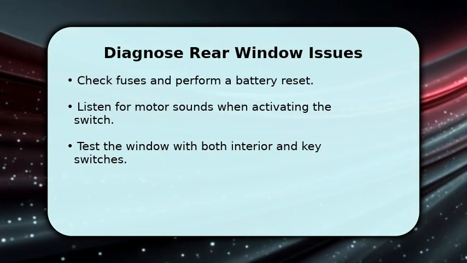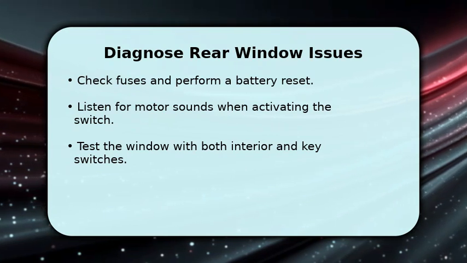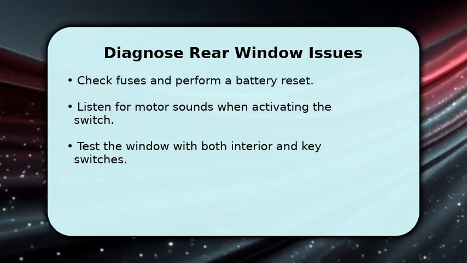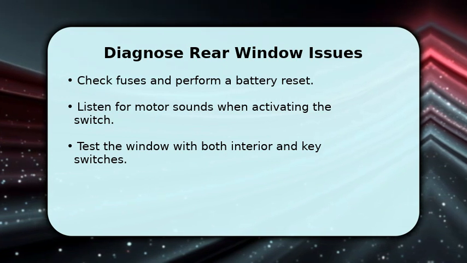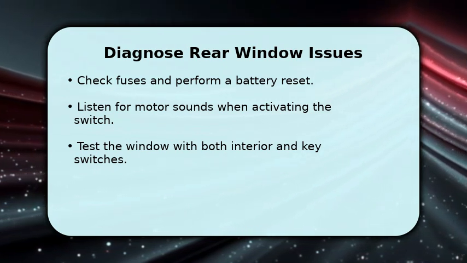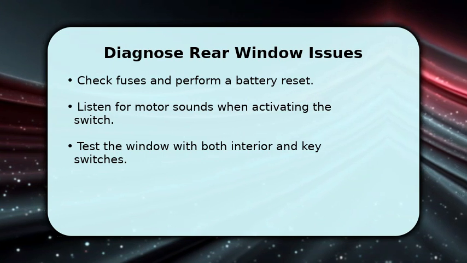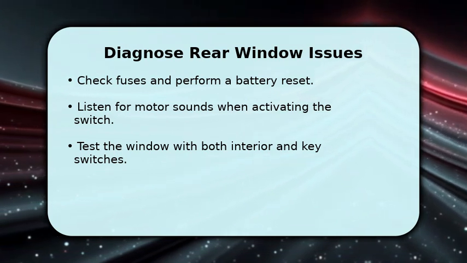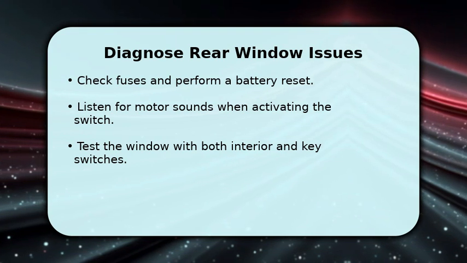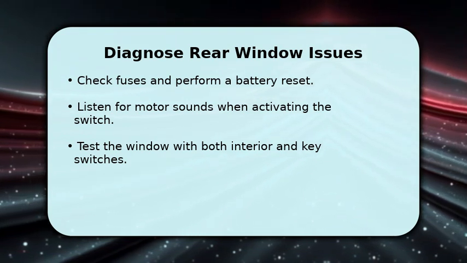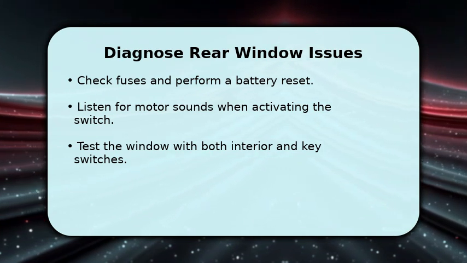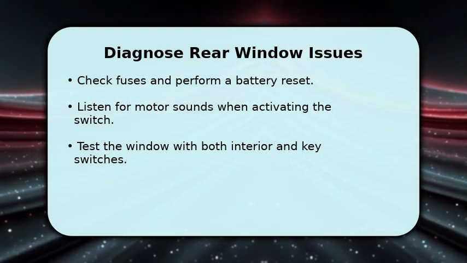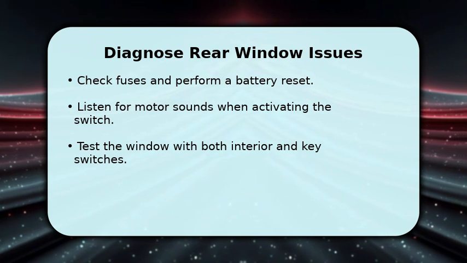When your Sequoia's rear window acts up, start by checking the relevant fuses and try a battery disconnect for a few minutes to reset the system. Listen carefully for any clicking or grinding noises from the motor when you press the switch. A click often means the motor is receiving power. Test both the interior switch and the key in the rear door lock. Finally, visually inspect the window tracks and weather stripping for any debris or pinching that might be preventing movement.